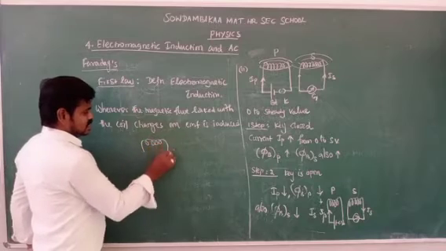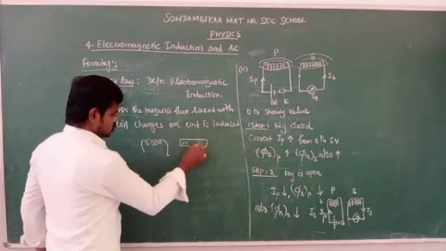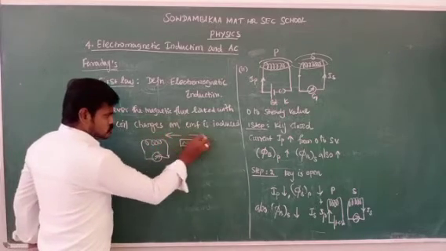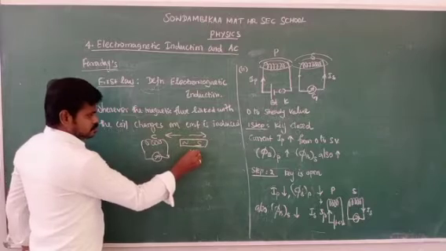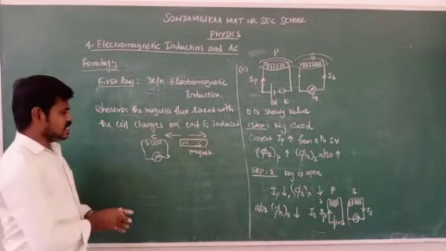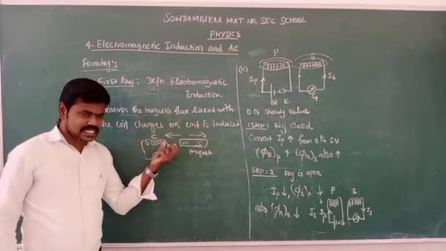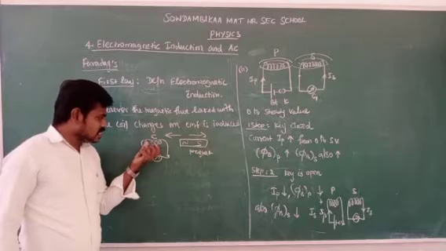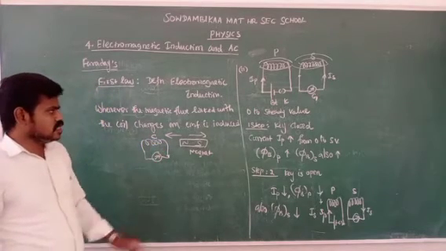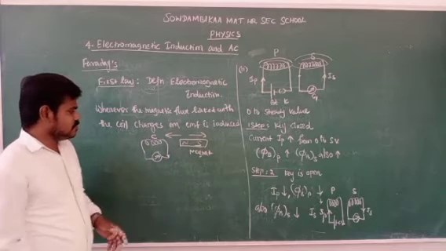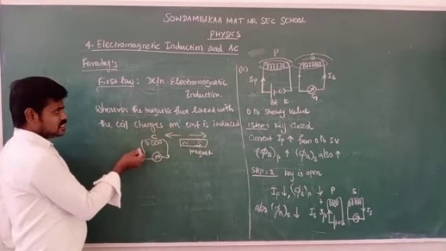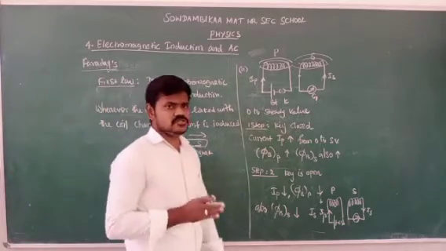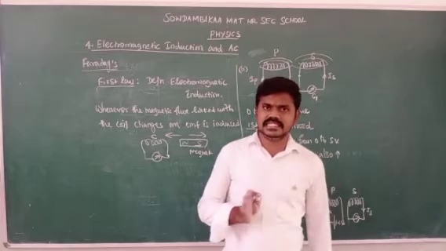Let us consider a coil and a bar magnet system. North pole, south pole, and the coil is connected with a sensitive galvanometer. There is a continuous relative motion between the coil and the magnet. The magnetic flux linked with the coil changes and an EMF is induced. Due to the induced EMF, a current is produced in the circuit. This current is called induced current. The phenomenon of producing induced current is called electromagnetic induction.